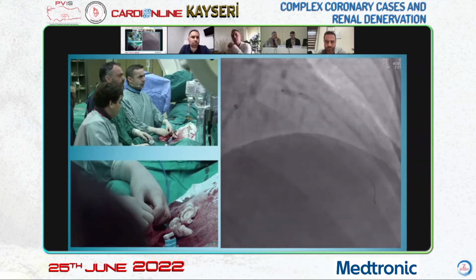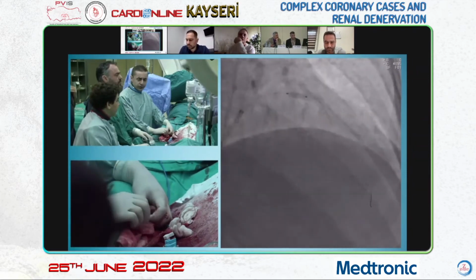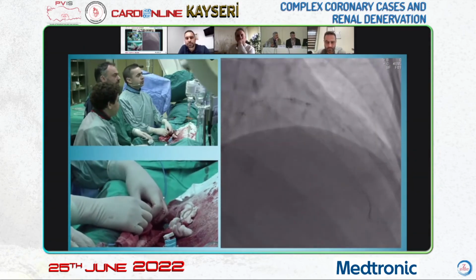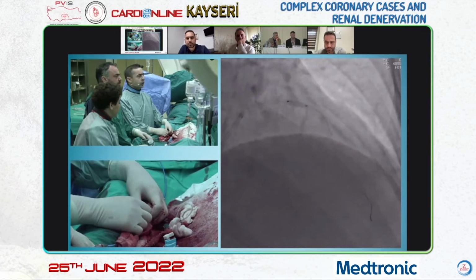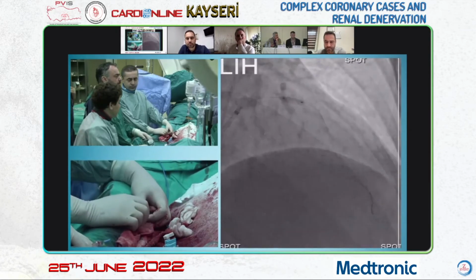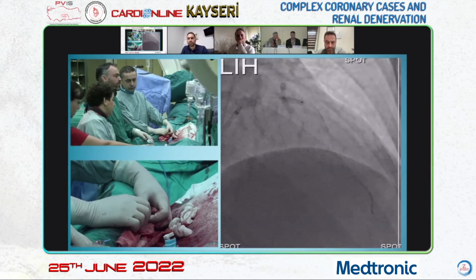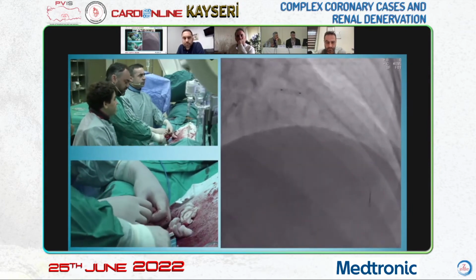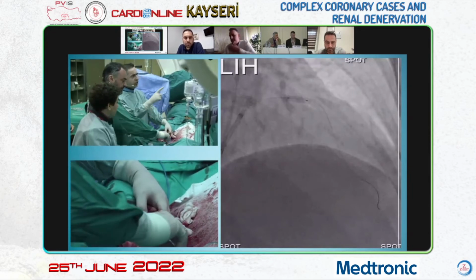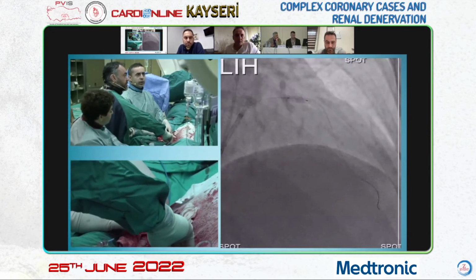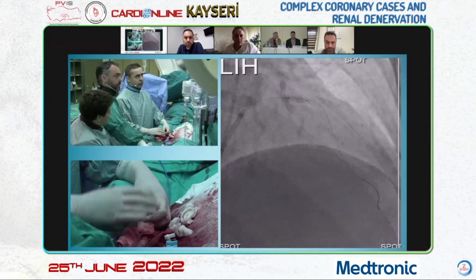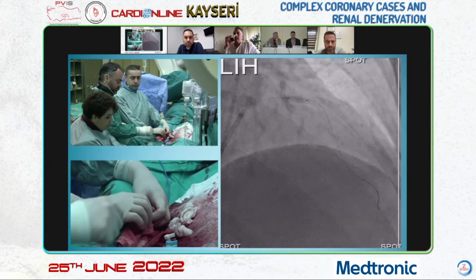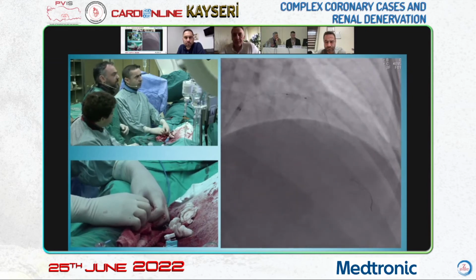4, 6, 10. We will not be very aggressive. 3.5, 12. If we have an order size region, we can work there again. We should inflate it. Let's see IVUS if it is otherwise, so we can check this. There could be a subintimal part there.